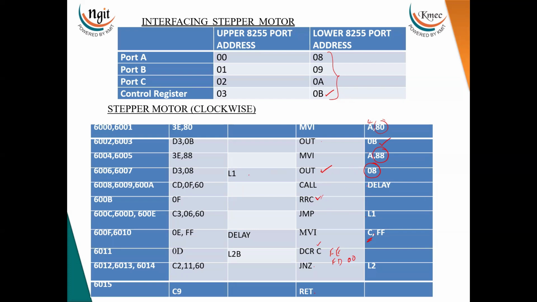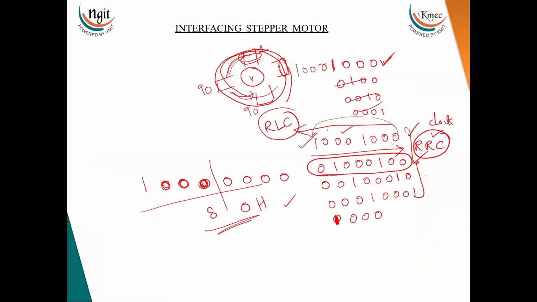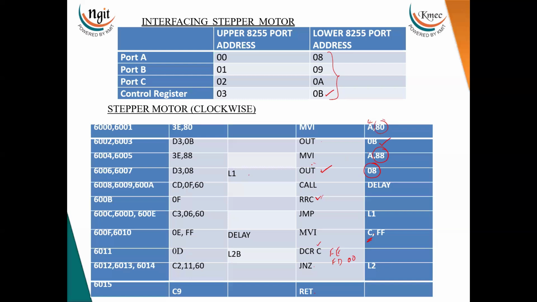Again we are calling the delay. So after every rotation, we are calling the delay. That means giving this data to the stepper motor, and after the 90 degrees rotation, we are keeping some delay, and after that we are giving the next data by using the RRC, and again we are maintaining some delay by using this delay program. So this is the stepper motor program by which it is rotating in a clockwise direction.